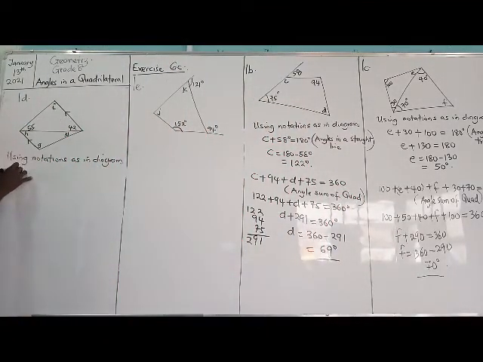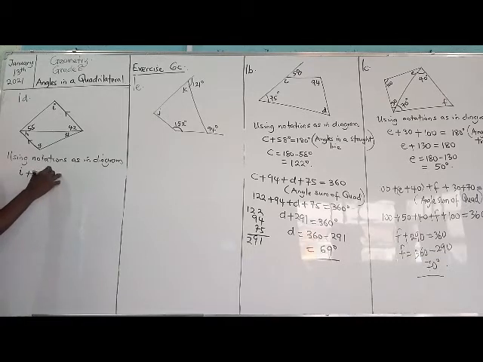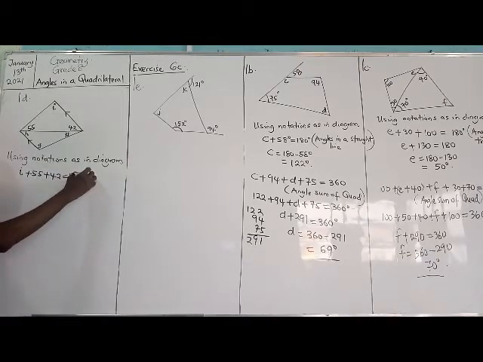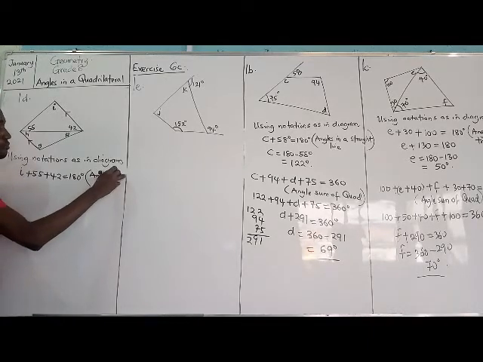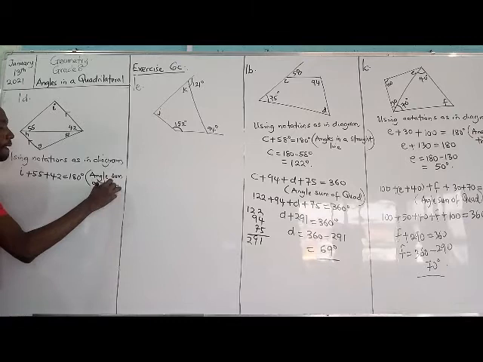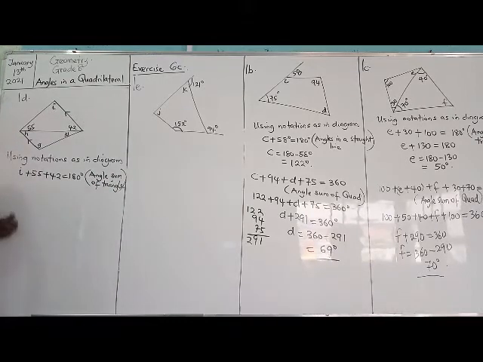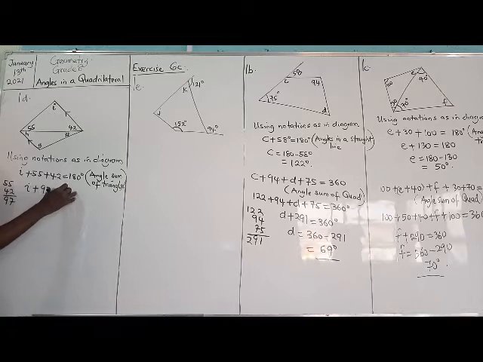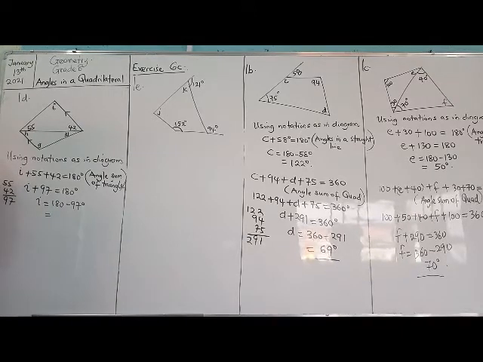So you come here, you have I plus 55 plus 42 equal to 180 degrees. And what's the reason for that? Angle sum of triangle. Right, so with that, if you add this, you can write that somewhere in your book, that will give me 97. So I plus 97 equals 180 degrees, and I will be equal to 180 minus 97 degrees. If you do your maths well, that should give you 83 degrees. So that's for I.